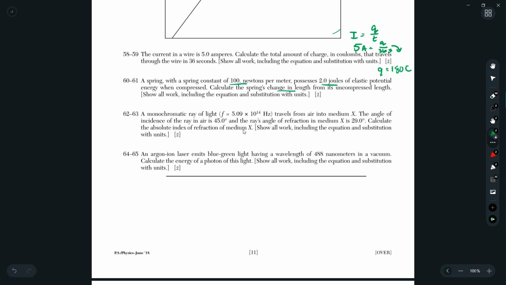A spring with a spring constant has 2 joules of elastic energy. What is the change in length? Okay. 1/2 kx squared equals the potential energy of a spring. So 2 joules equals 1/2 times 100 newtons per meter times x squared. So 2 times 2 is 4, divided by 100 is 0.04 meters squared equals x squared, which means that x equals 0.2 meters.